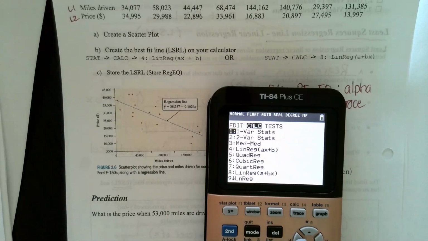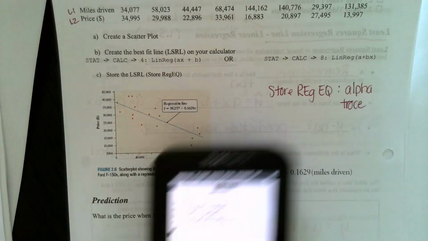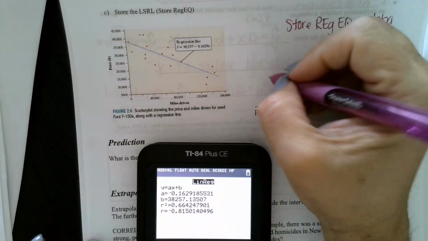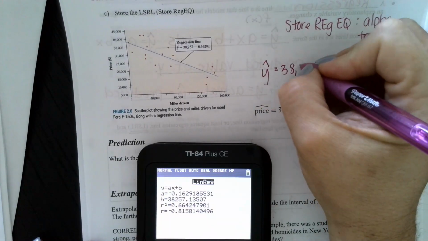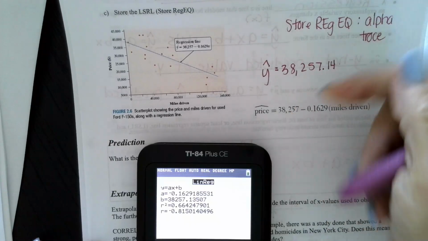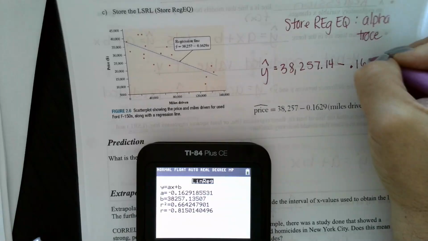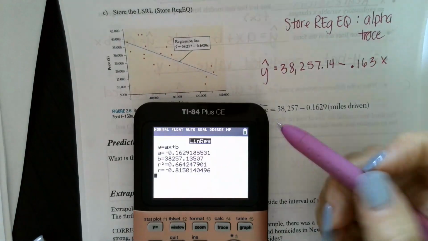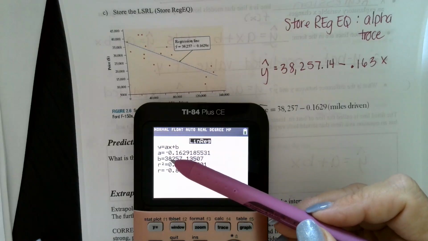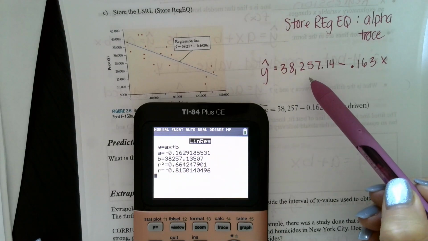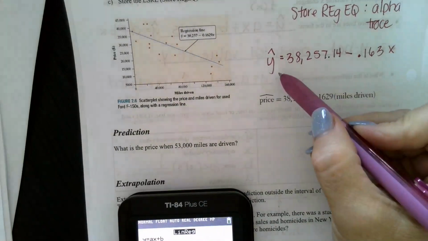Okay, all right, so let me go back and rerun this. I saved it already, so we're good. All right, so here's what I have. I have this equation, and the equation's going to tell me y hat equals 38,257.14, and this is money, so I went ahead and rounded it to 2 decimal places, minus 0.163x. Now, the second time I ran this, I did ax plus b, but really all I care about is what term is going to be my coefficient. So I wrote this in the stat term of a plus bx. Okay, now when I do this, this is now my least square regression line.